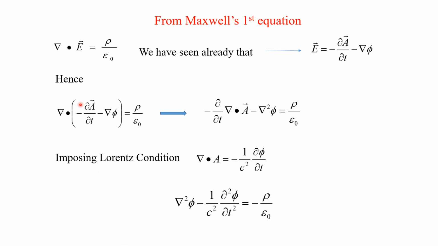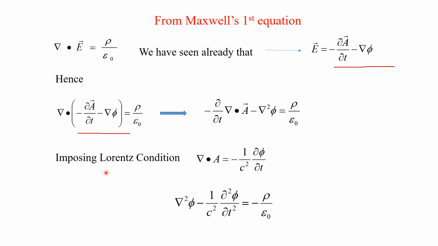Now we will derive the wave equation using another auxiliary parameter, psi. From Maxwell's first equation, you know divergence of E is equal to rho by epsilon naught. We have already seen E is equal to minus delta A over delta t minus gradient psi. Hence, we replace the divergence of E by this. So it becomes divergence of minus delta A over delta t minus gradient of psi, which is equal to rho by epsilon naught. Interchanging the operators, divergence of gradient becomes del squared, the Laplacian operator, so minus del squared psi, which is equal to rho by epsilon naught.